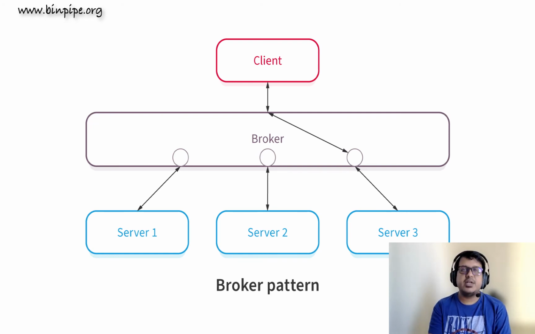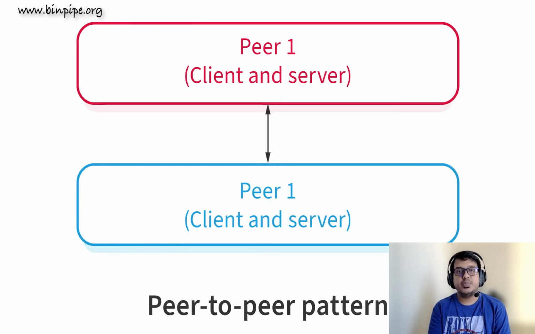Now, you might have heard about another design pattern called the peer-to-peer or P2P design pattern. Most of you might have used this when downloading things from torrent. So torrent networks are P2P networks. So what happens in this design pattern?